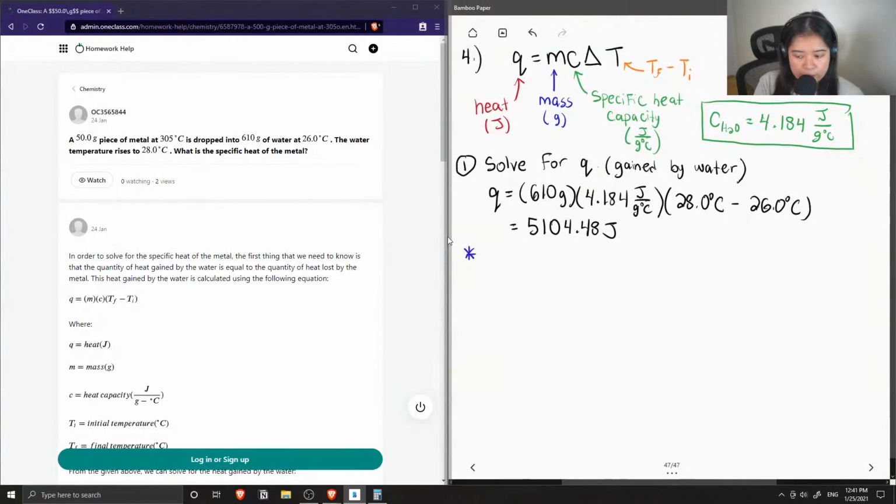And now let's recall that heat is lost by the metal. Because some of the metal's heat was transferred to the water, that means heat was lost by the metal. So therefore, its Q value will be negative.